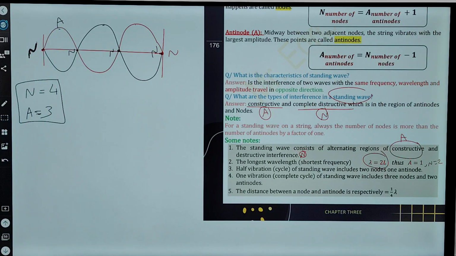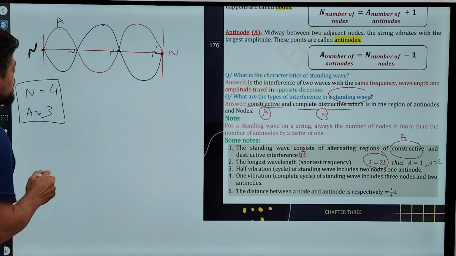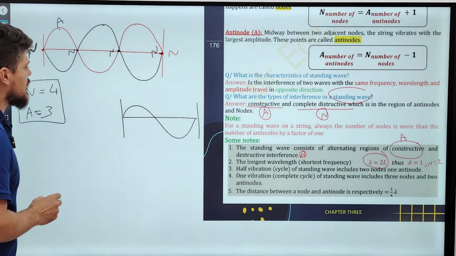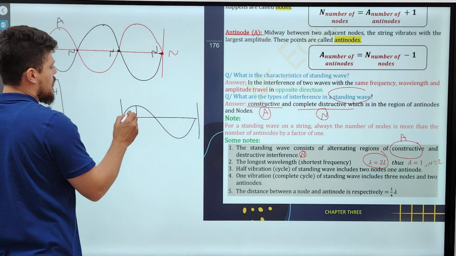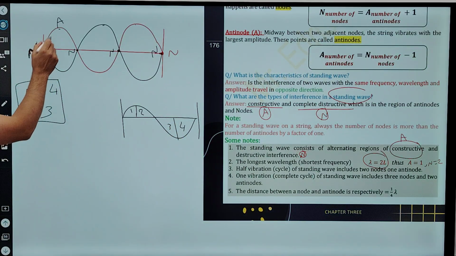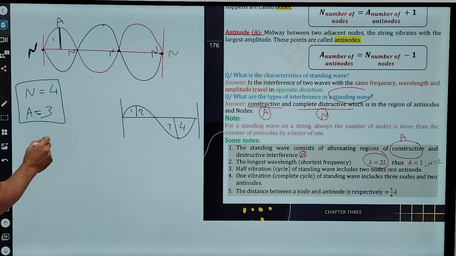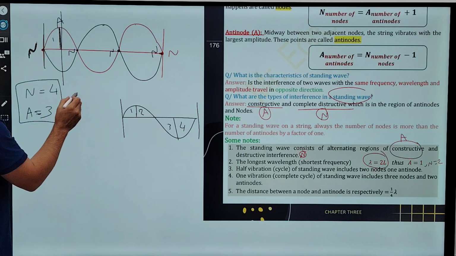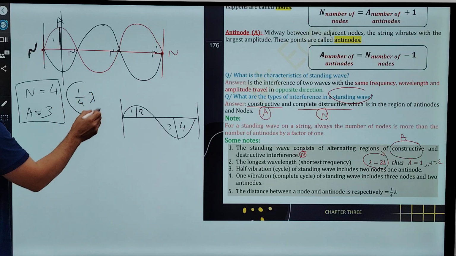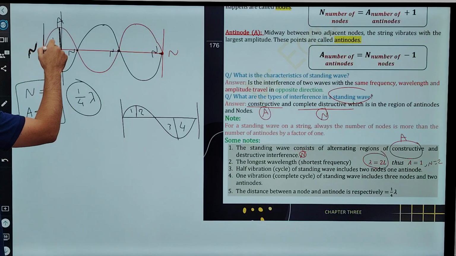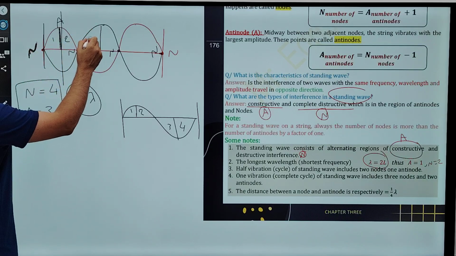As I told you in the previous sections, one wavelength or one complete oscillation consists of how many quarters? 4. 1, 2, 3, 4. From a node to an antinode, how many quarters do we have? We have only 1. So that is why the distance between a node and an antinode respectively is equal to 1/4 wavelength. Why? Because one wavelength consists of 4 quarters.